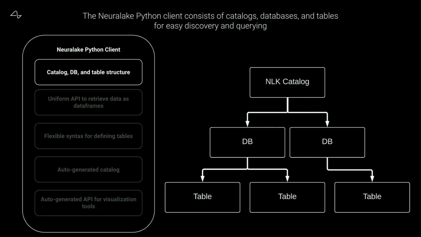So the Neuralake Python client has a very simple structure. We have a catalog, which can have many databases, each of which can have many tables. So this is a very standard data catalog structure. And a table is really just a way to get a data frame via the Neuralake Python client. So it's just an abstraction to be able to get a data frame.